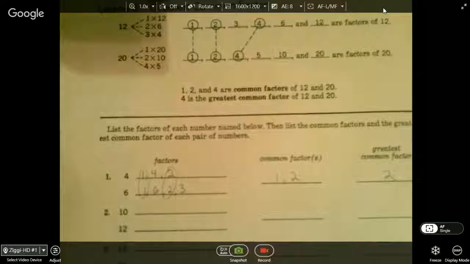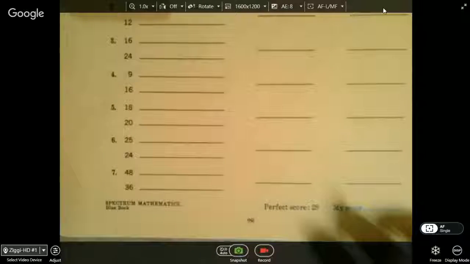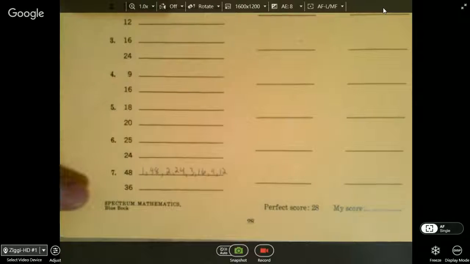All right, the last one I'll do as an example at the bottom, just because it's a little longer, is number 7. Okay, so 48. Let's list factors of 48. So we have 1 and 48. Let's move up to 2. 2 times 24. Let's move up to 3. 3 times 16. Let's move up to 4. 4 times 12. Let's move to the 5. Nothing multiplies with 5 to give us 48.